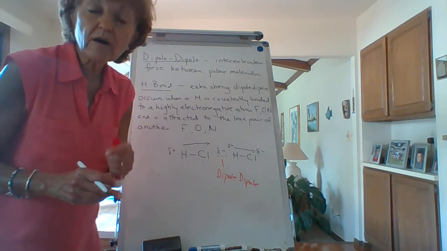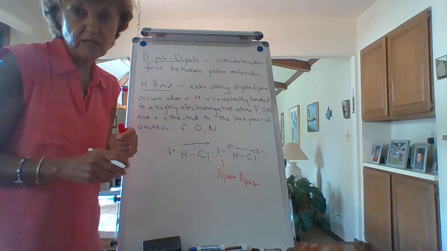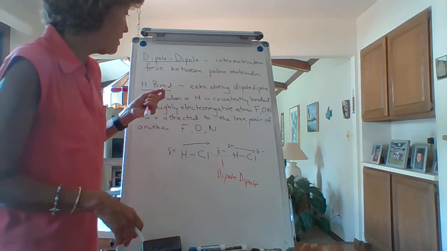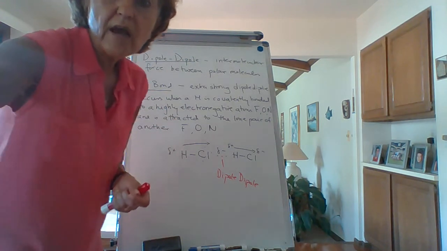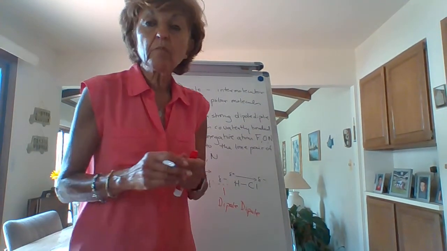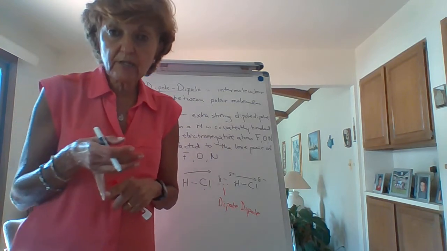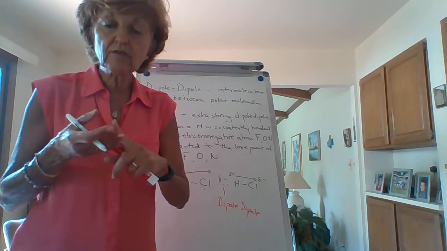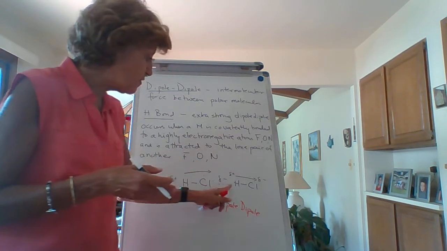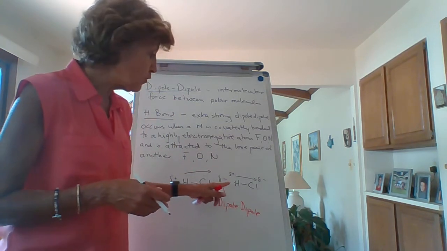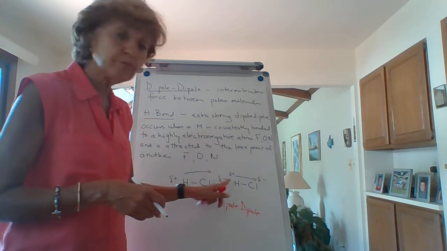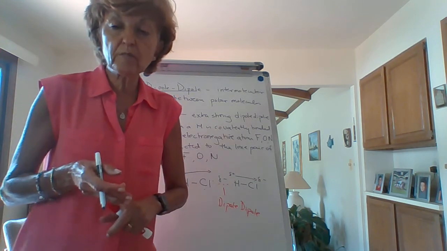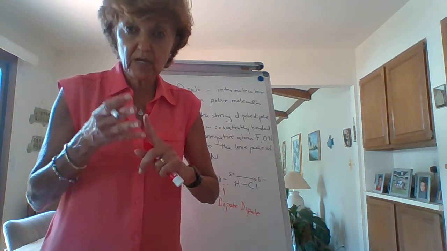Now, hydrogen bonds are a special type of dipole-dipole, and they're a lot stronger. In a hydrogen bond, the hydrogen has to be bonded to a very highly electronegative element like fluorine, oxygen, or nitrogen. Think of it as FON, okay? So this is not a hydrogen bond here. Even though you have a hydrogen, it's a dipole-dipole. Why isn't it a hydrogen bond? Because it's covalently bonded to a chlorine, not an FON.